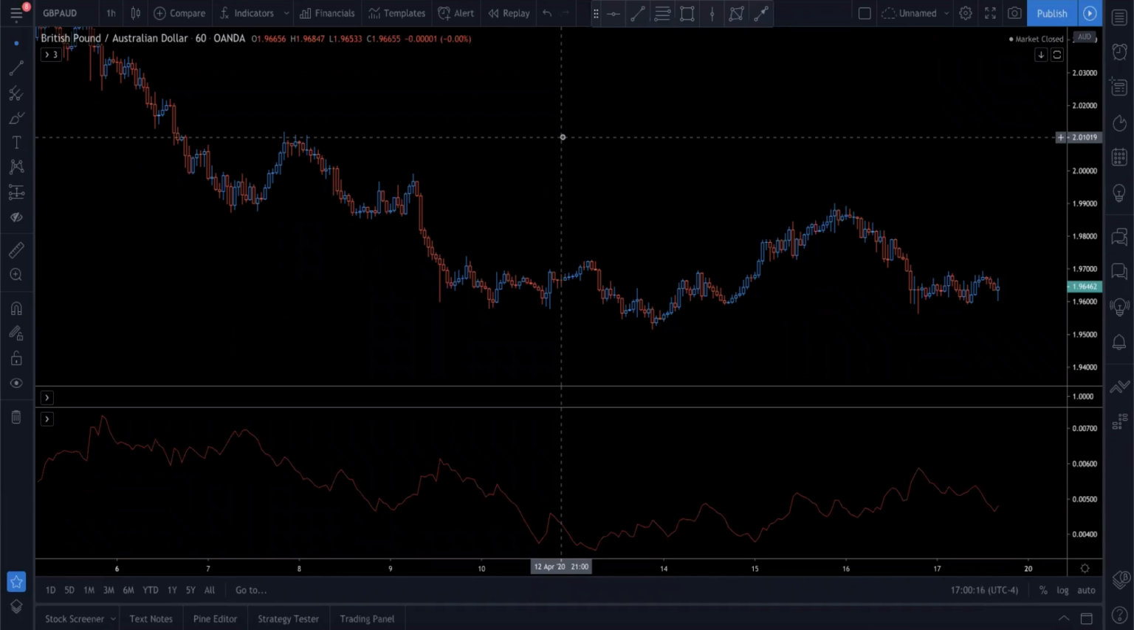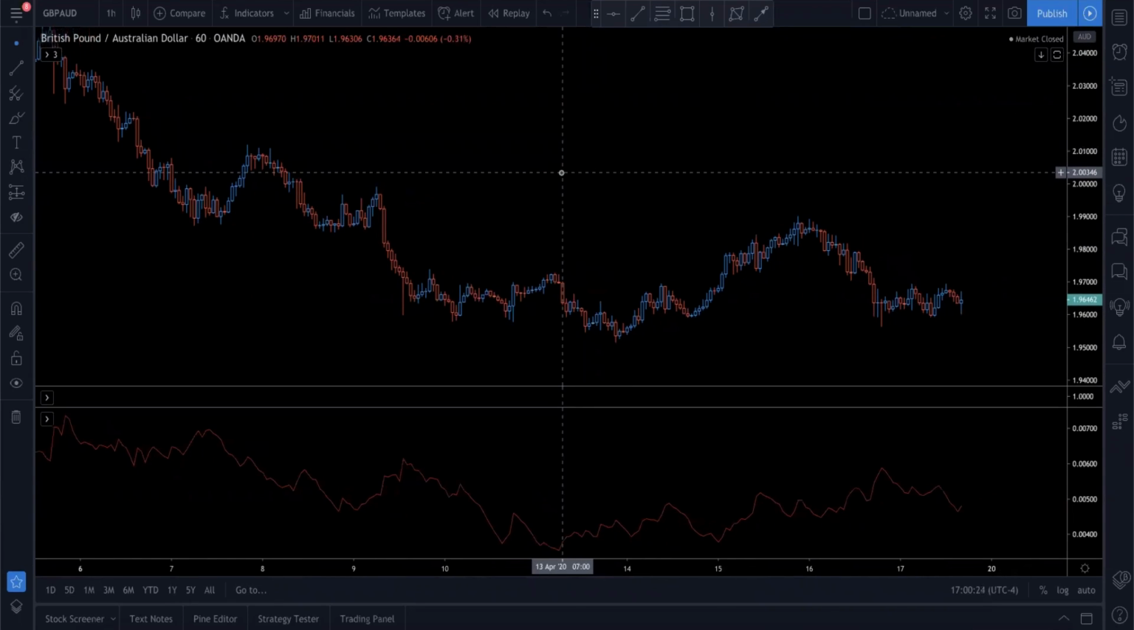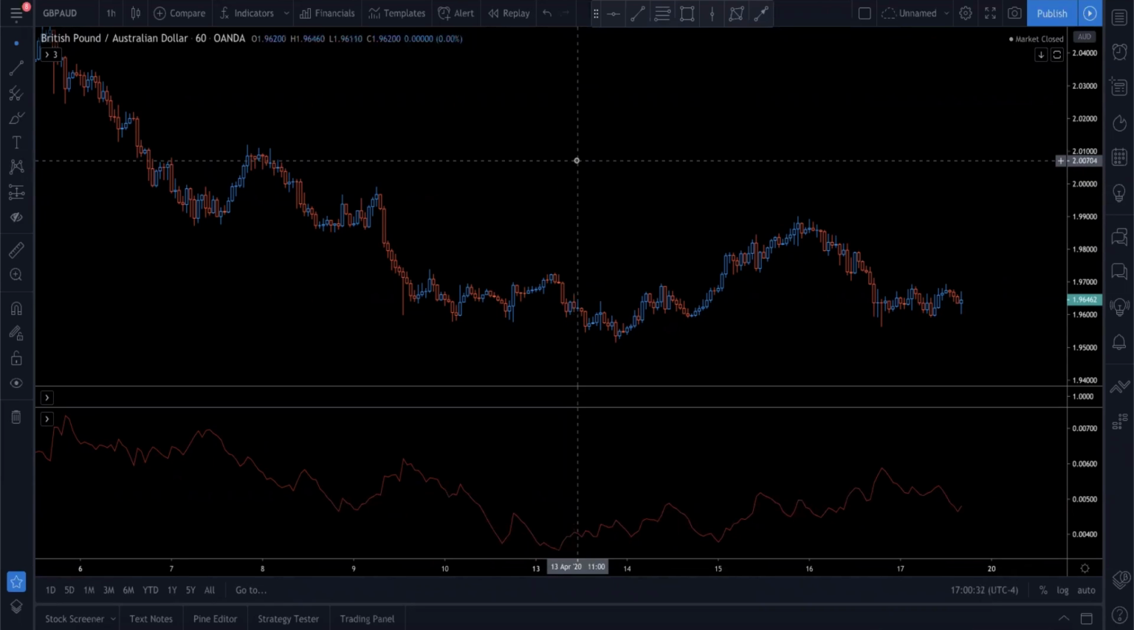So I want to show you this. Before I actually show you the indicator itself, I'm going to show you kind of what the indicator is based off of. And so we're going to look at the GBP AUD, because you know that's all I trade. We're going to look at the GBP AUD chart, and we're going to look at the 1 hour.